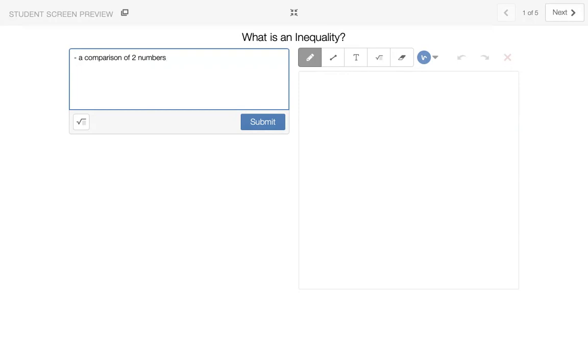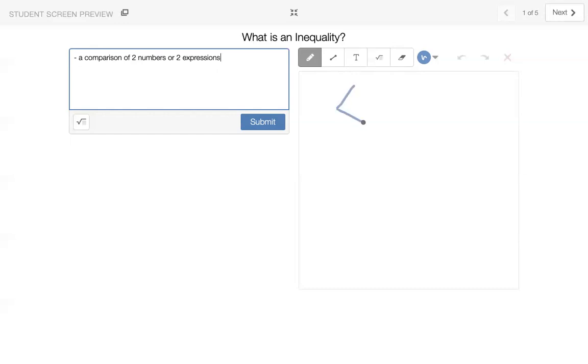Okay, so an inequality is a comparison of two numbers or two expressions. So we'll learn about what that is later, the expressions. Today, we're just going to worry about a comparison of two numbers. And so with the inequality, there are four symbols. Hopefully you have heard of this before.